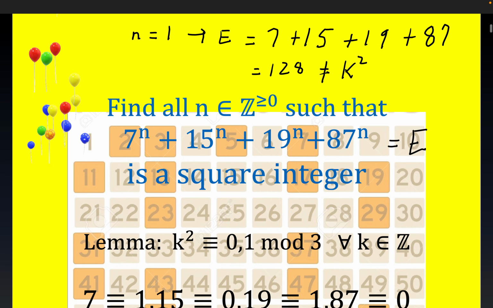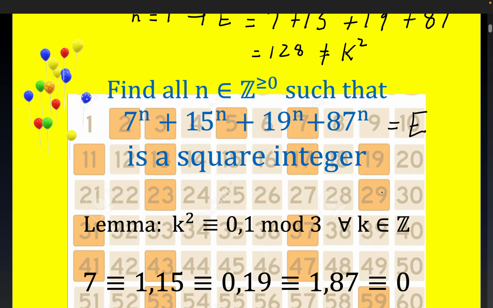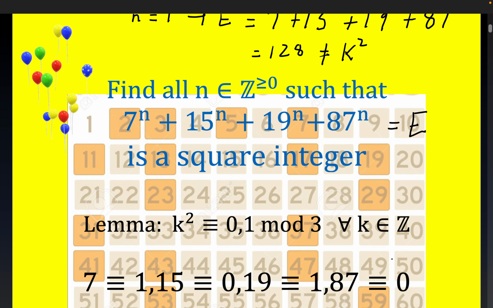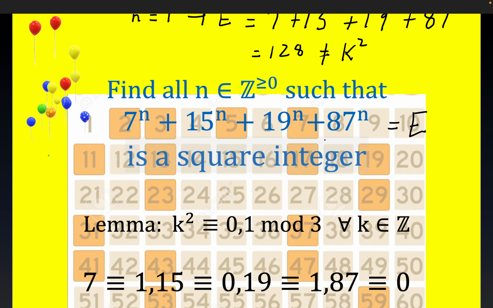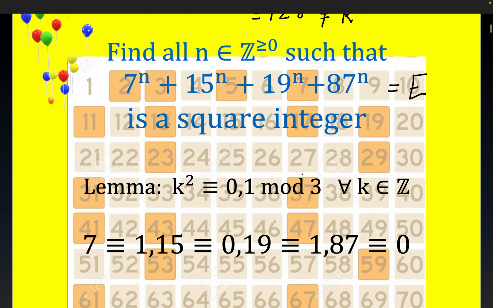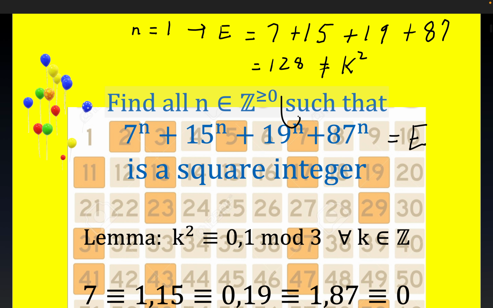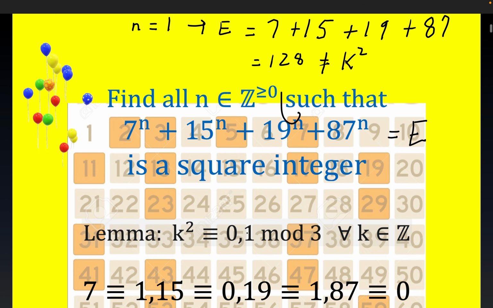All right, so let's move along. Now, a super important result here that cuts down on the amount of calculations we have to do is this result right here that says k squared. This result right here, the lemma, says k squared is congruent to 0 or 1 mod 3. Now, you only have to check mod 3.